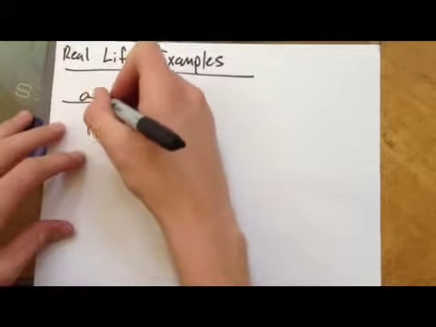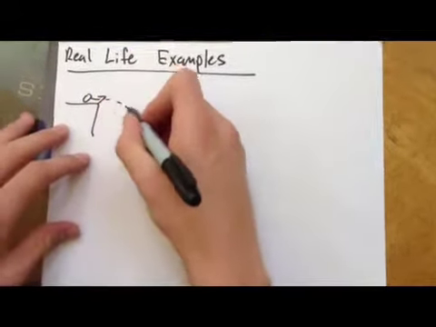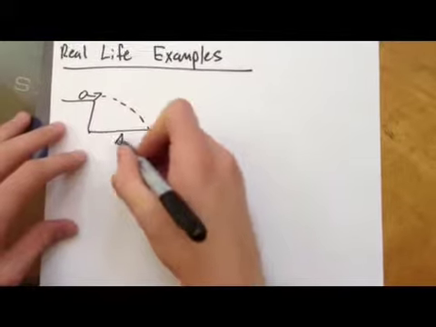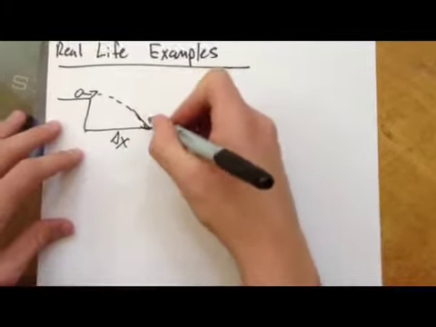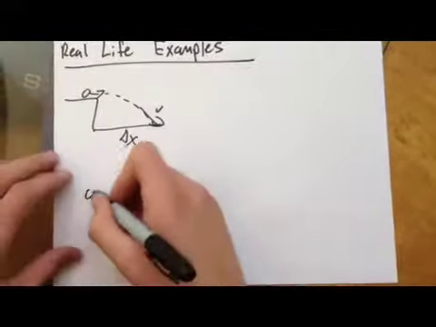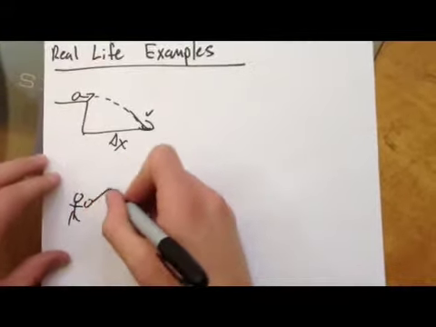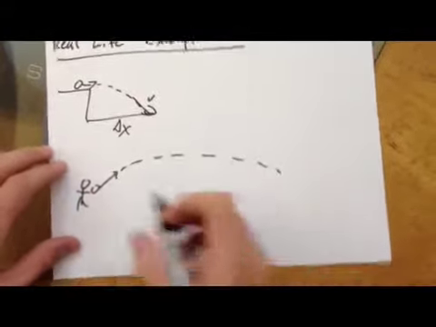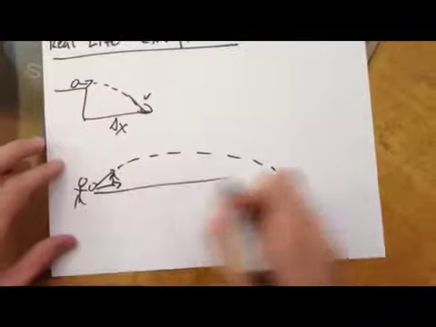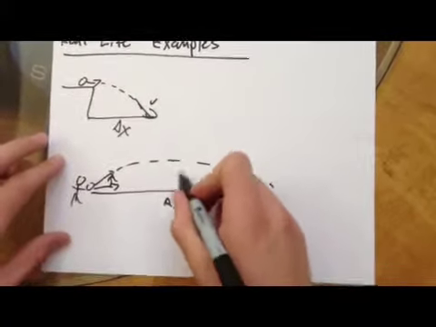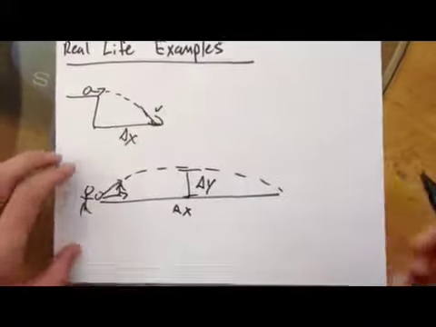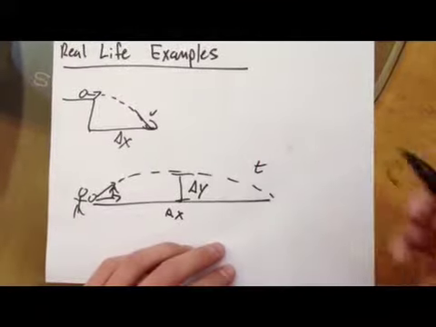Okay, so these are some real life examples. You could have a ball rolling off the edge of a table. So you could find like delta x or the final speed of it. Or you could have someone throwing a baseball at an angle. Just break this up. You could find delta x. You could find the maximum height. You could find the time it takes.